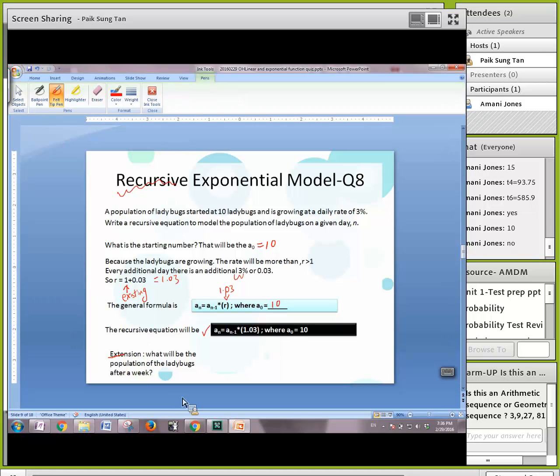So here's the extension. This is what I want you to do. Any questions so far, Amani, before I move on? Good. So before I move on, I want you to try this extension. What will be the population of the ladybugs after a week based on this recursive formula?